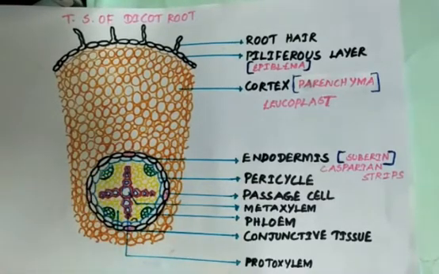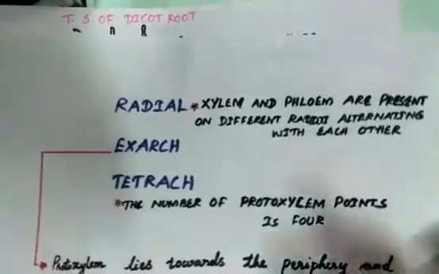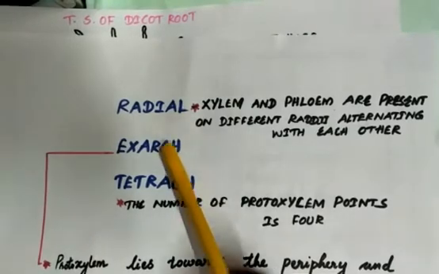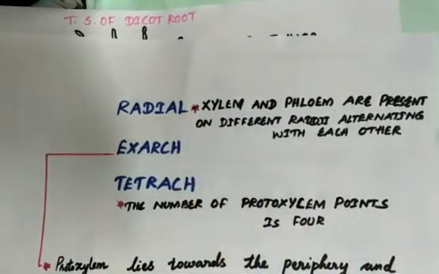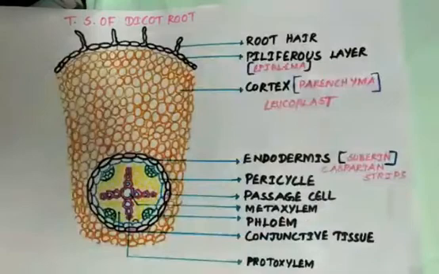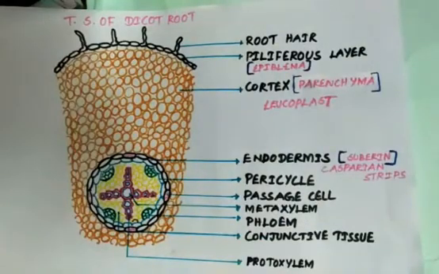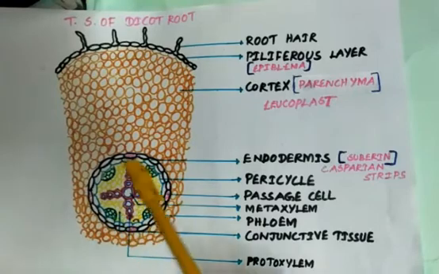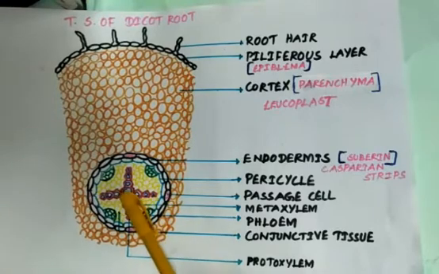Then you should remember the 3 terms in this vascular tissues. They are radial, exarch and tetrarch. These 3 terms are important in this root system. What is the meaning of radial? Here, the xylem is in one radius, phloem cells are in another radius.